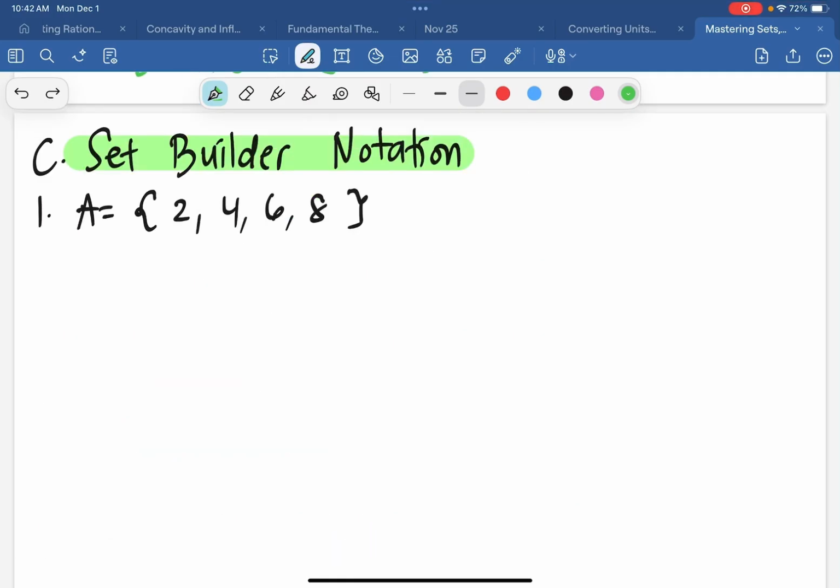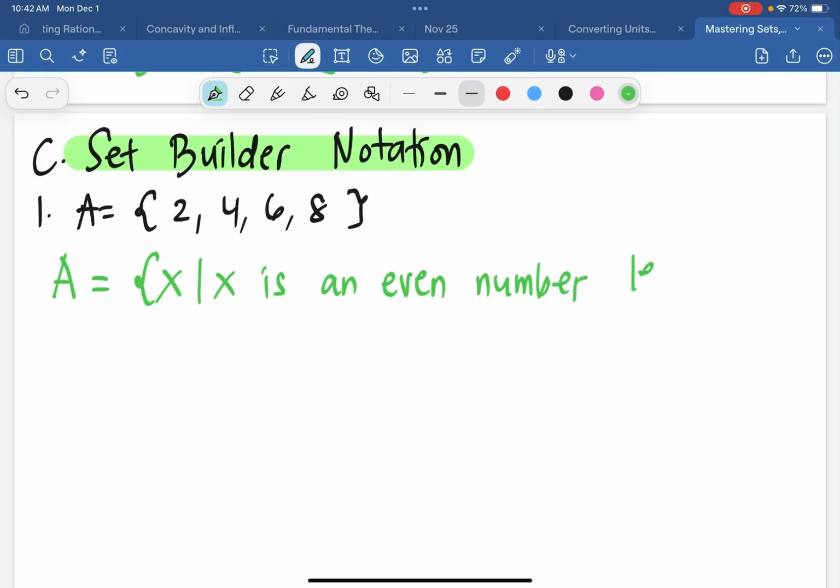Now let's have a set builder notation practice, starting with a set A containing 2, 4, 6, 8. So we could write this in set builder notation. A is a set of all x such that x is an even number less than 10.